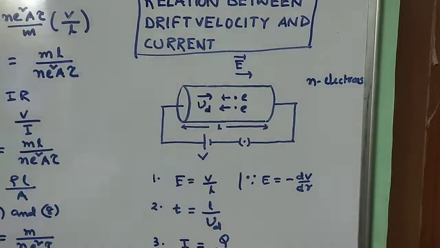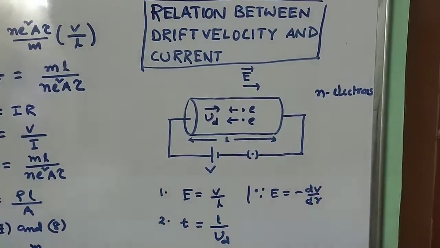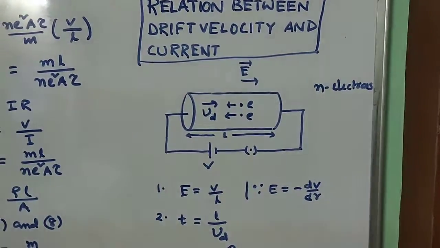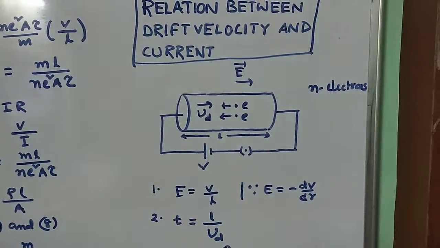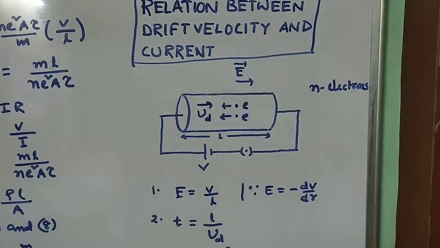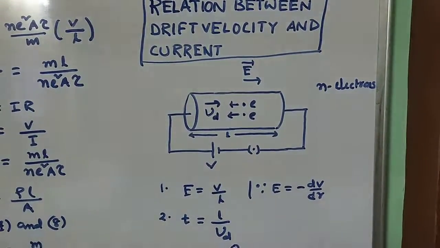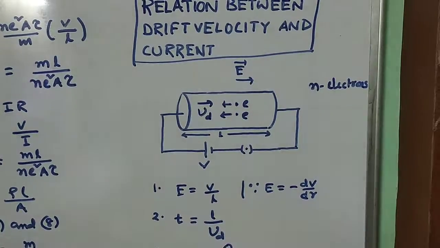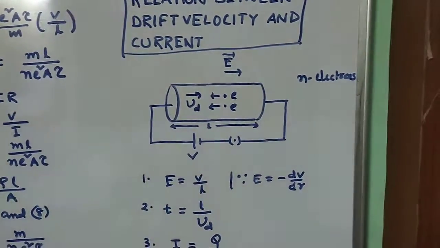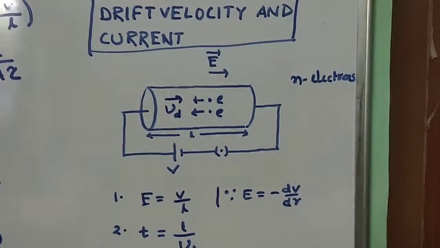So in this figure, we have considered a conductor and a source connected to it whose potential is V, and the conductor is of length L. Now an electric field is applied on the conductor from left to right, and the electrons move with the drift velocity, which is nothing but the average velocity of the free electrons, from right to left.